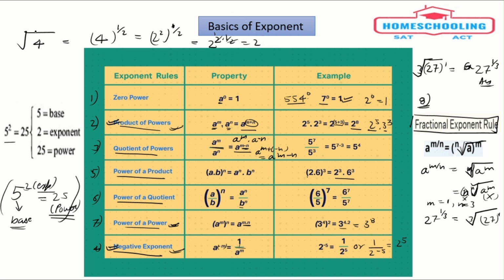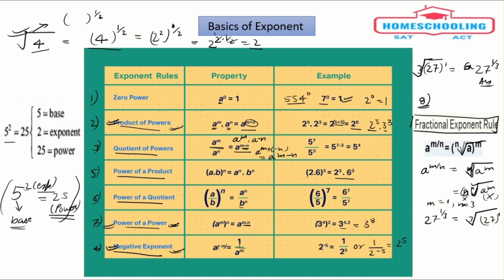So the square root is always denoted as 1 by 2 in the power. You have to also remember this. So whenever it is said that the square root of 4 is 2, this is how you find the square root of 4, that is equal to 2, by using the power of power exponent rule.